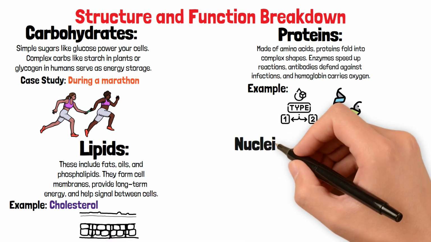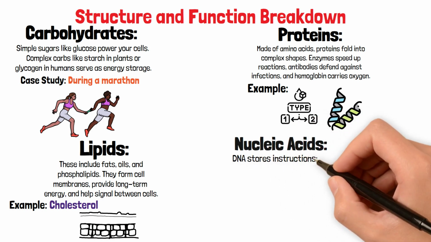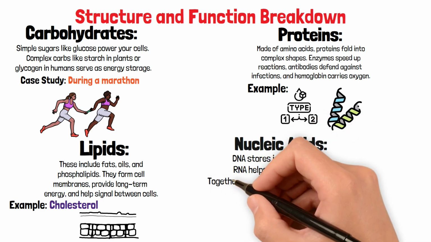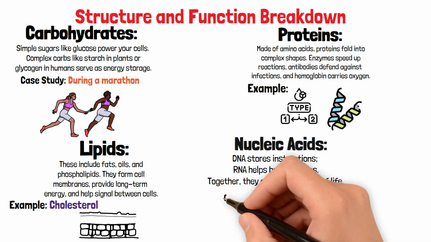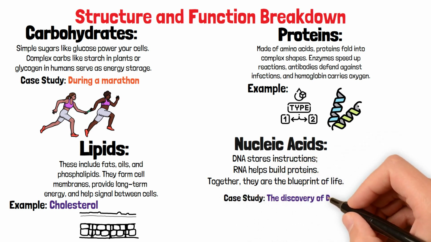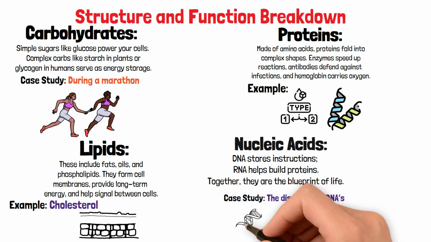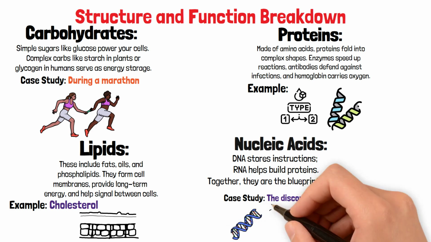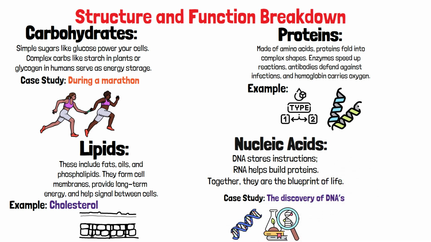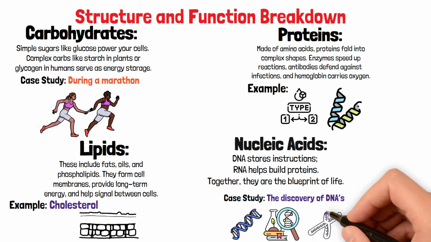Nucleic acids. DNA stores instructions. RNA helps build proteins. Together, they are the blueprint of life. Case study: the discovery of DNA's double helix structure by Watson and Crick revolutionized biology and medicine. Today, DNA testing solves crimes, tracks ancestry, and personalizes medicine.